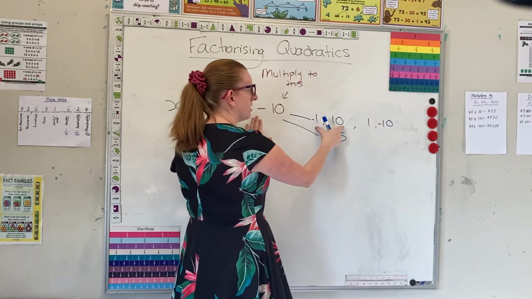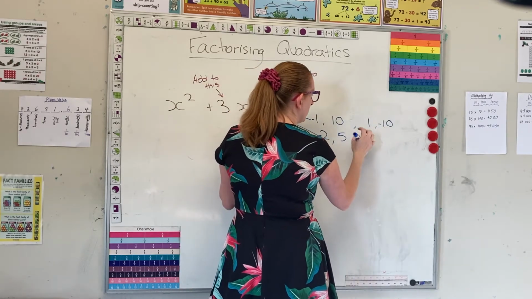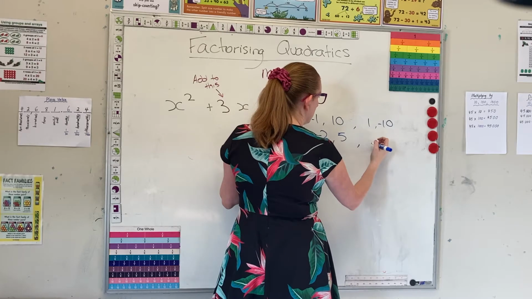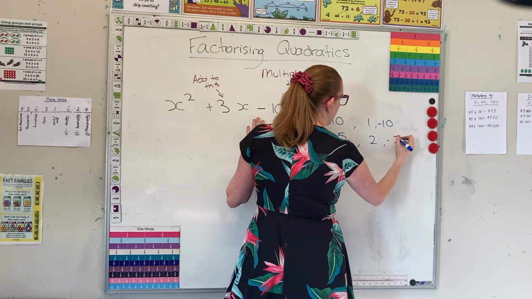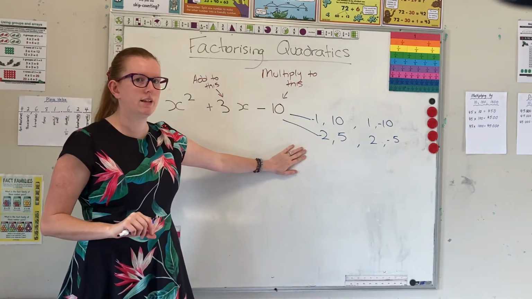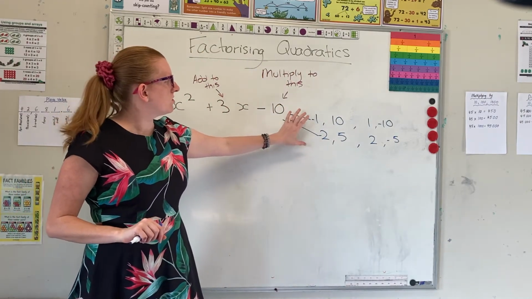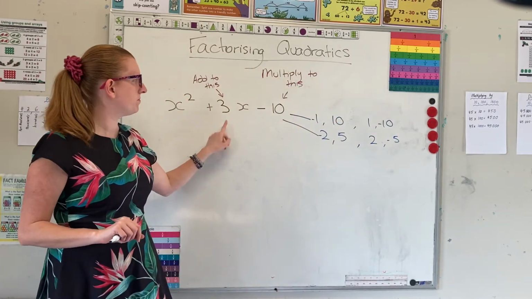So it's either going to be that or that, or negative 2 times positive 5, or positive 2 and negative 5. Okay, so it gets a little bit more complicated. So now we've actually got 4 sets of possible answers to test.